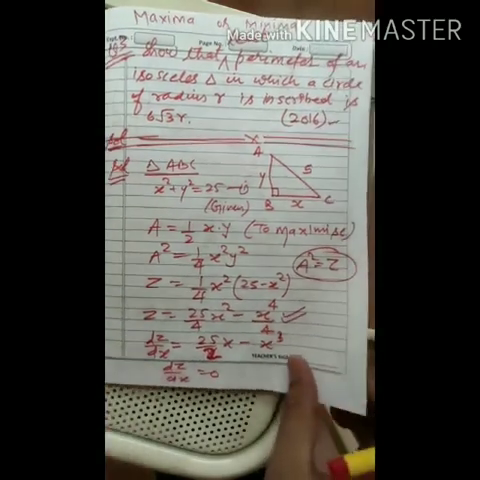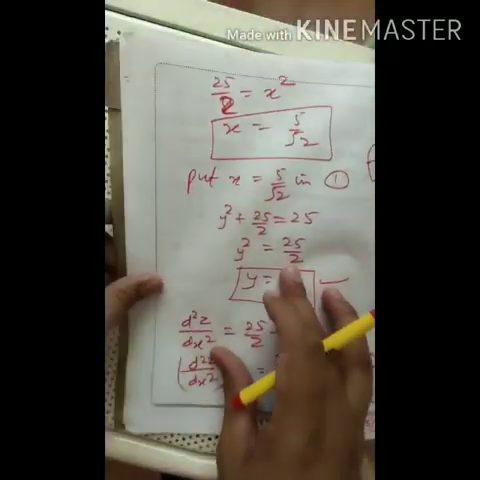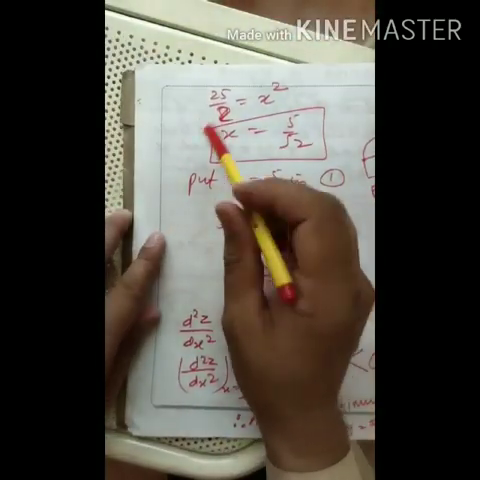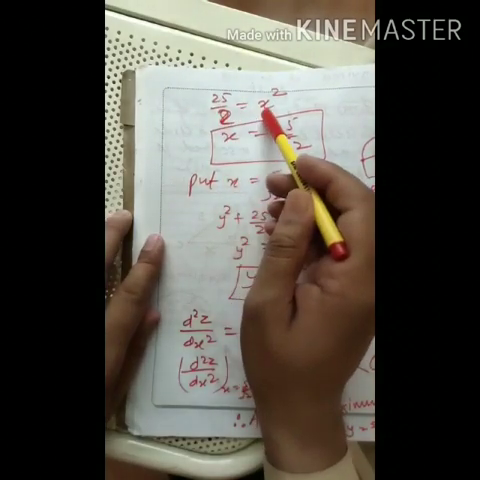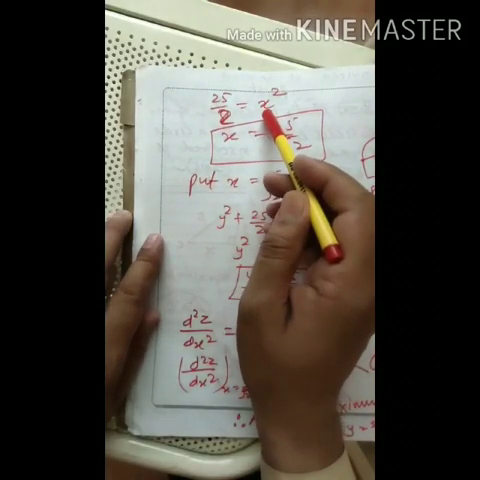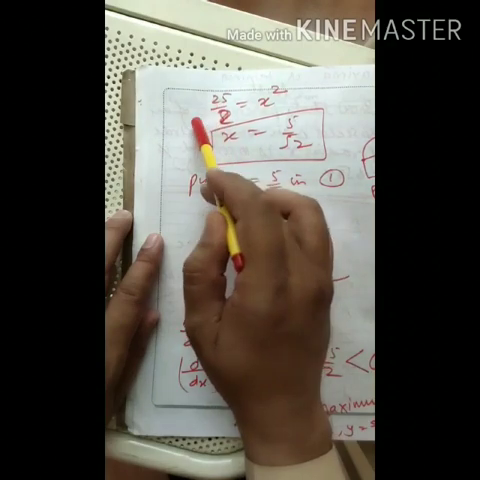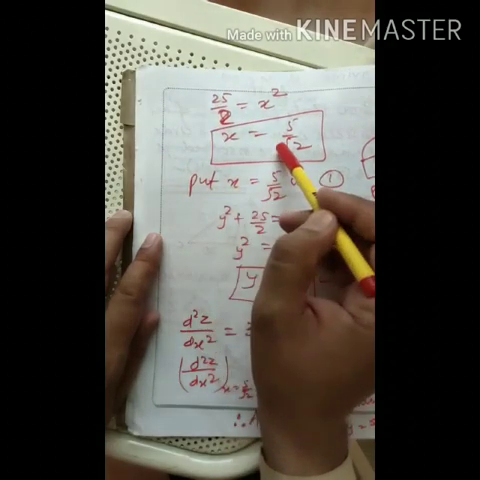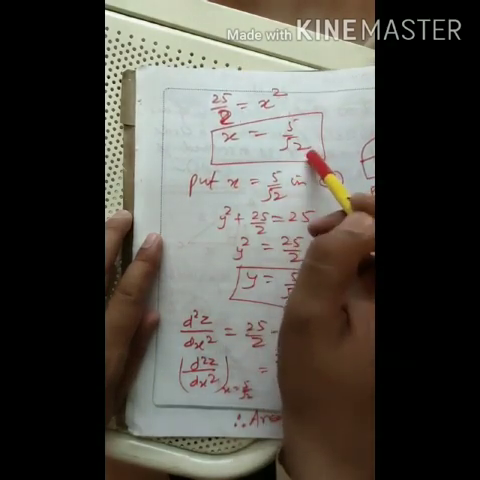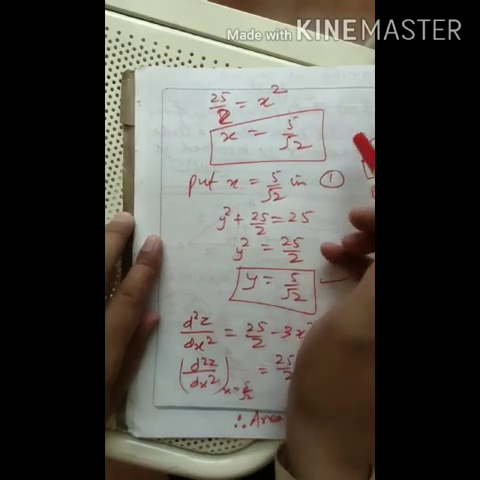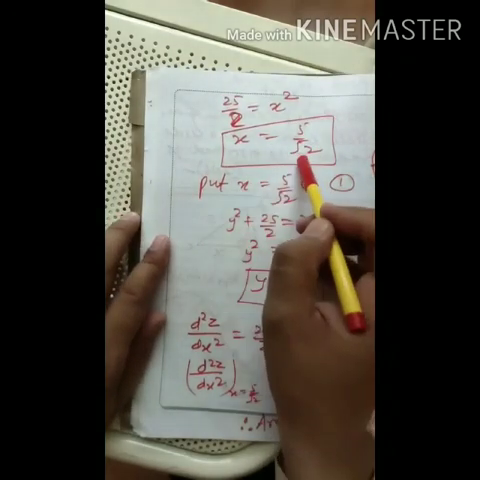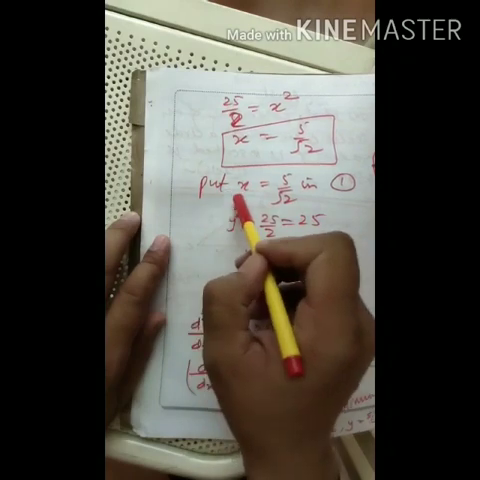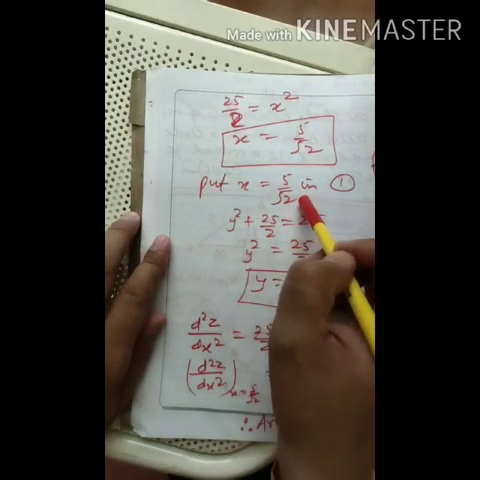Okay, now come to the next page. So 25 by 2 is equal to x square. Now from here the value of x will be square root of 25 by 2, which is equal to 5 by root 2. So this is the value of x. Now put this value of x in equation first. Put x equal to 5 by root 2 in equation first.